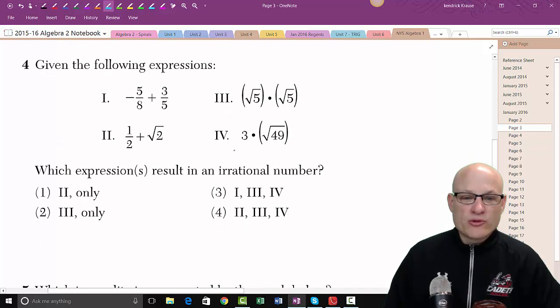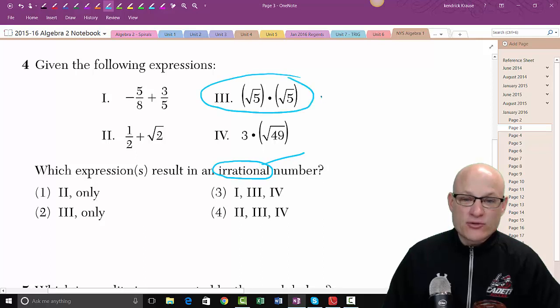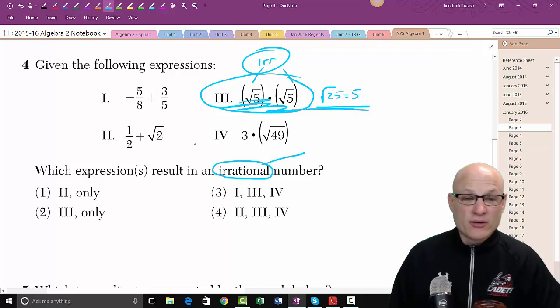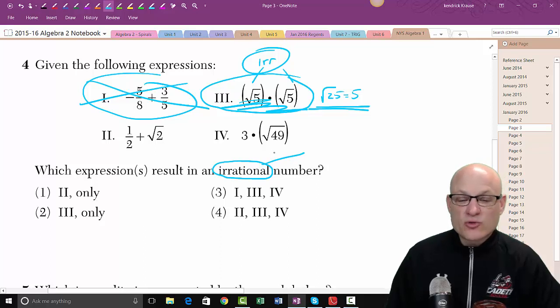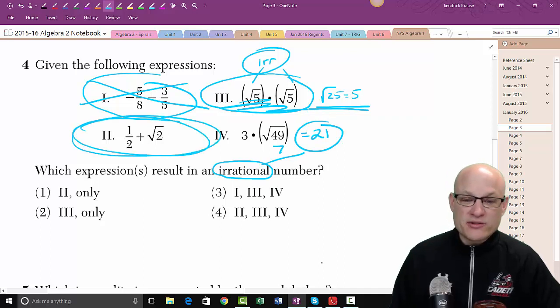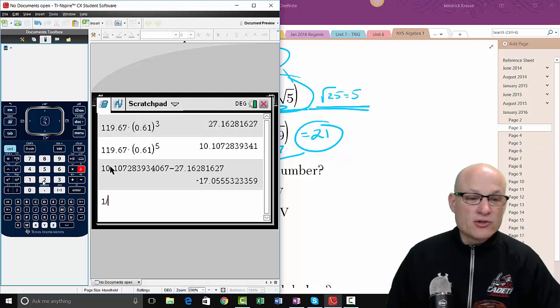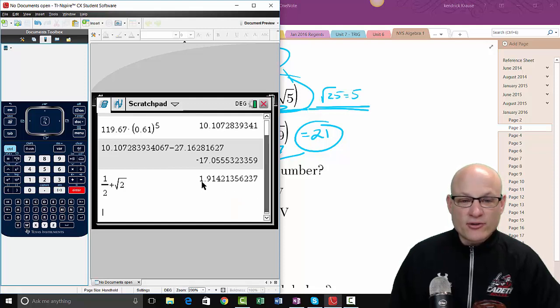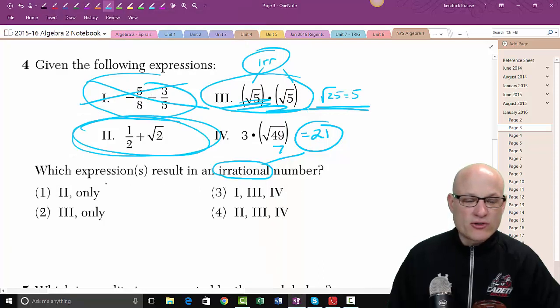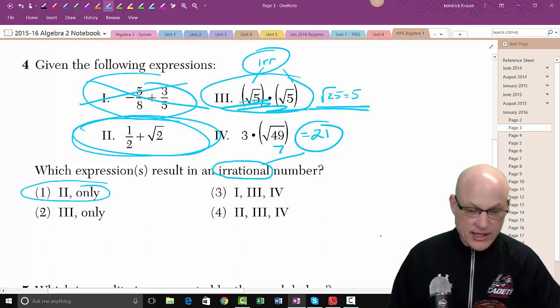Given the following expressions, which would result in an irrational number? Now, the only way to get an irrational number is I can multiply. See, if I multiply these two together, I get the square root of 25. But the square root of 25 is 5. Even though these are two irrational numbers, when I multiply them like this, I get a rational number. These are two rational numbers. That gives me rational. The square root of 49 is 7, so this is just equal to 21. That's rational. This is the only one, and if you put this in your calculator, you would see 1 divided by 2 plus the square root of 2. You would get, see, irrational. All the others are rational. So the only one that would give you an irrational number is choice 1. That's the right answer. All right, I'm going to pause.